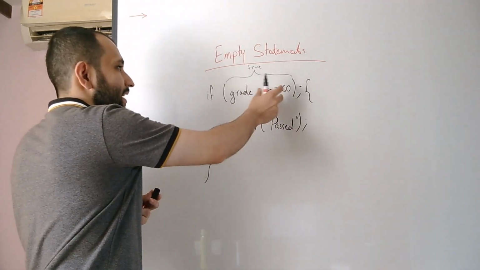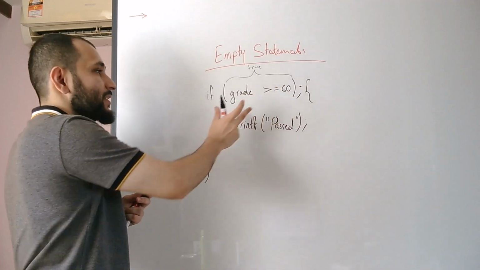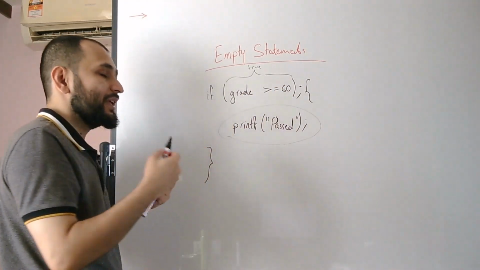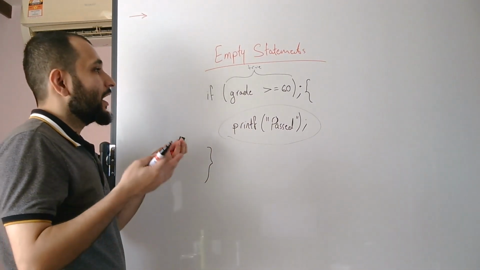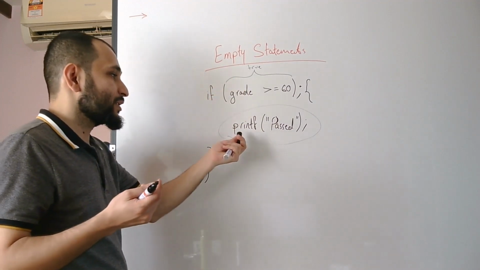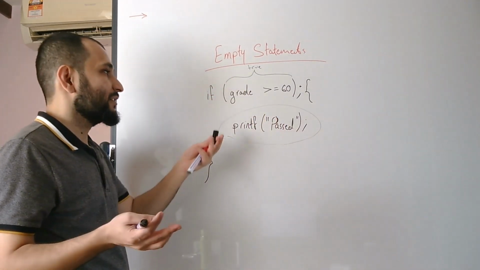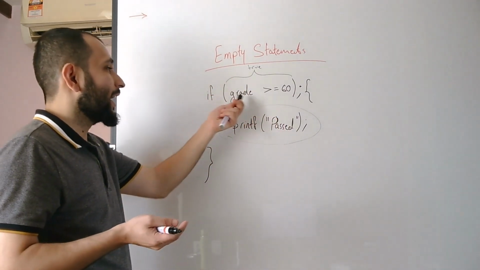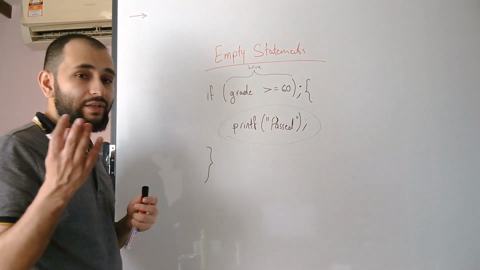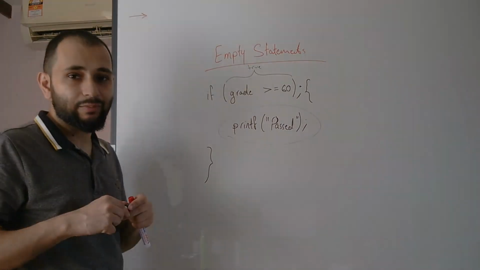So what happens is that this whole if statement becomes irrelevant, and this printf passed will be printed regardless of whether the condition is true or false. This printf will always be executed, and this whole if statement will become meaningless. So let's go and see the example on my laptop.